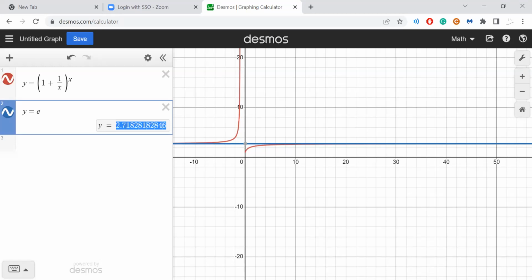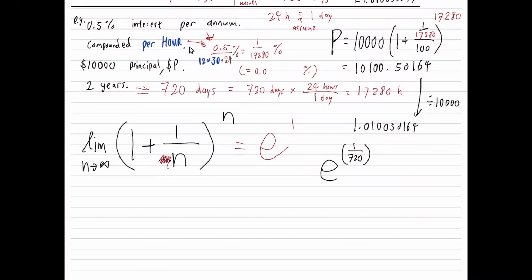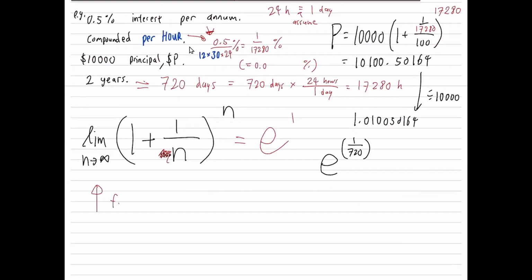Maybe that divide by 100 there shouldn't be there. Can't see the pattern with a divide by 100. Let me remove this 100. This will eventually be equal to e. So as you increase the frequency of compounding, like compound per month, per year, to per day, to per hour, to per minute, and so on and so forth, you will eventually reach a limit.